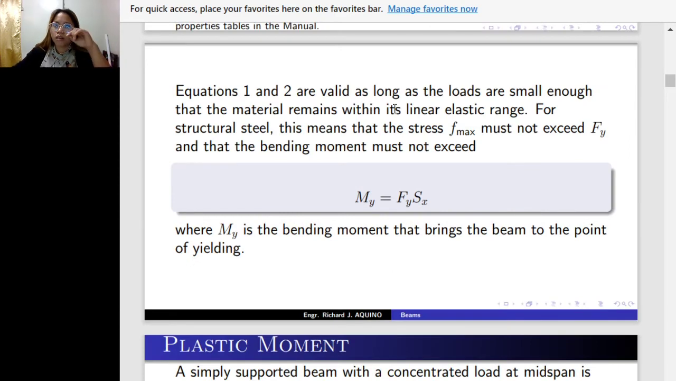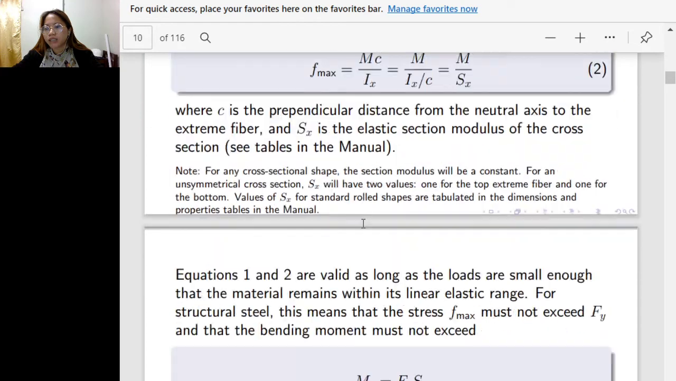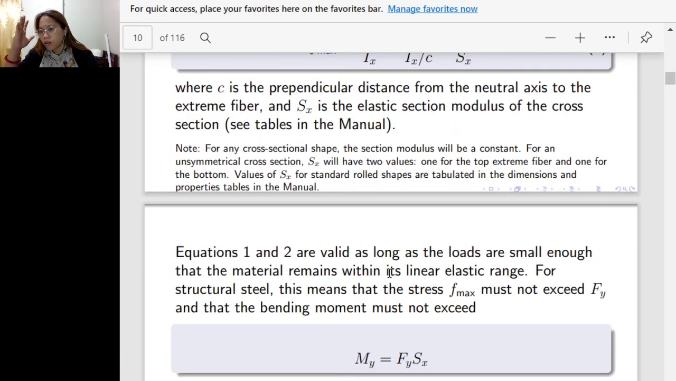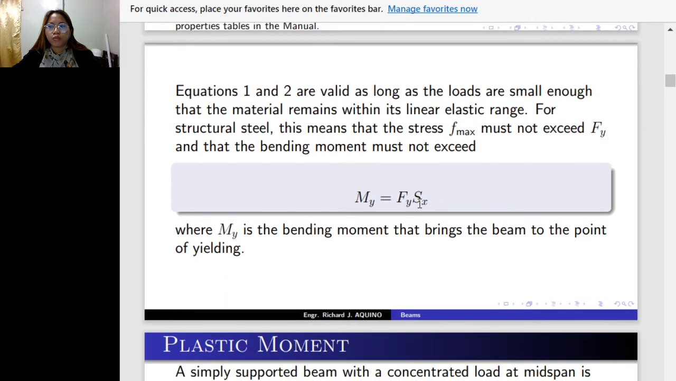Equations 1 and 2 are valid as long as the loads are small enough that the material remains within its elastic range. So if you remember sa katong behavior of steel, no, katong stress-strain diagram. So within the elastic range, this equation of bending stress is valid as long as mo fall siya within sa elastic range lang. So I hope you remember the behavior of those elastic stress-strain diagram sa steel.